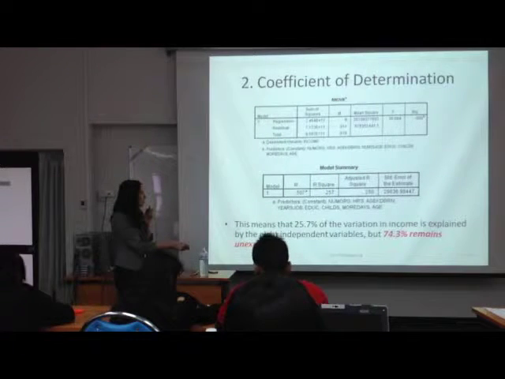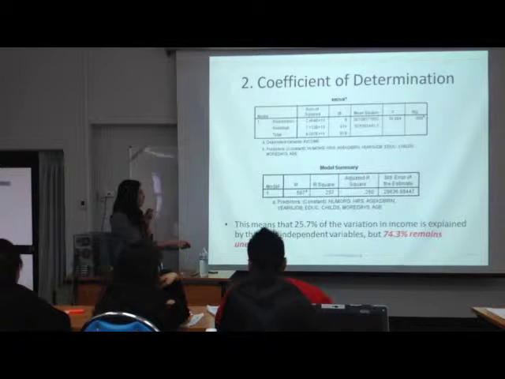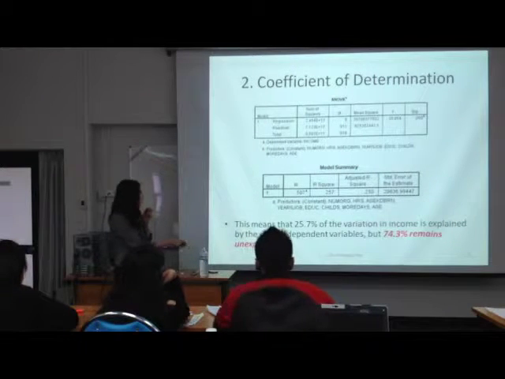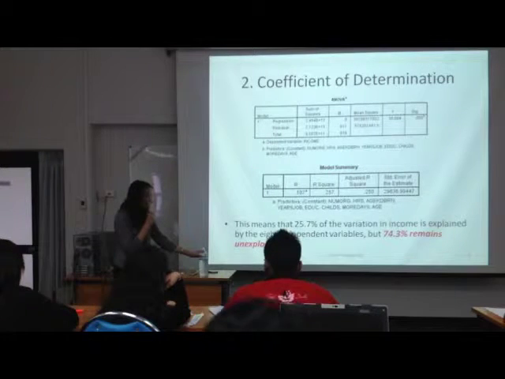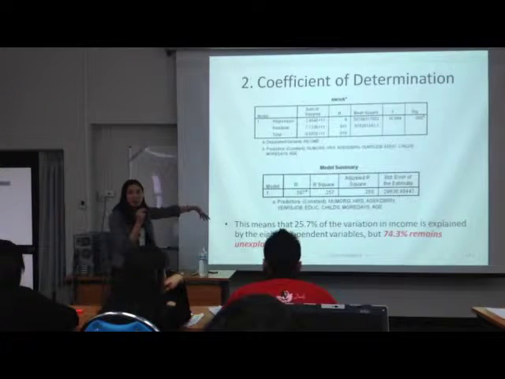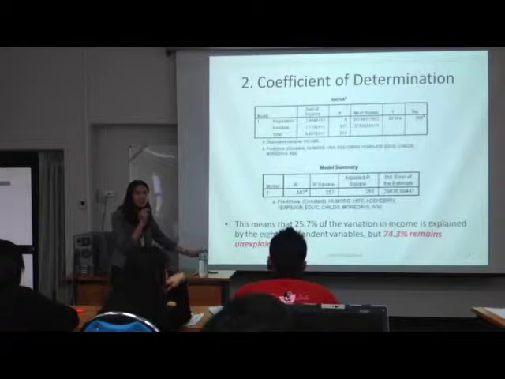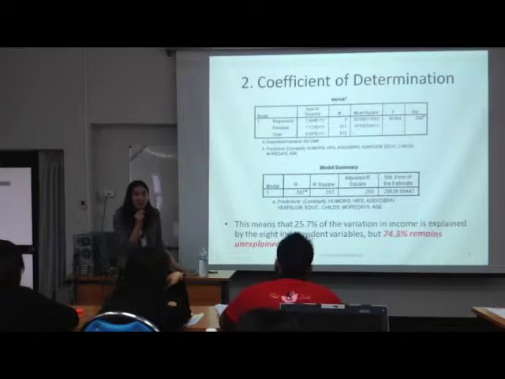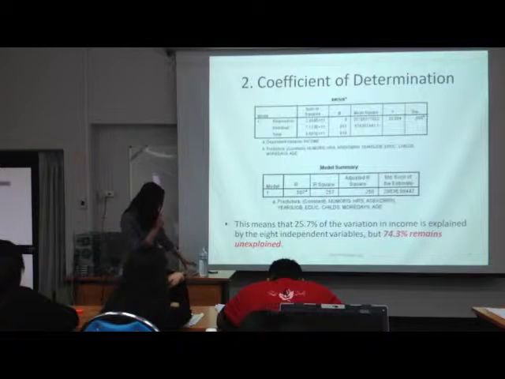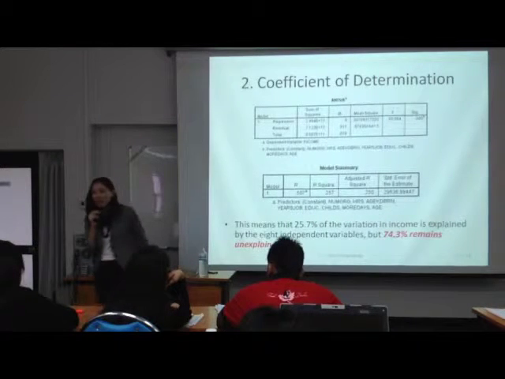So that means that 74.3% remains unexplained. So this model is not good. You expect a higher R square. But in practice, it depends on the context.